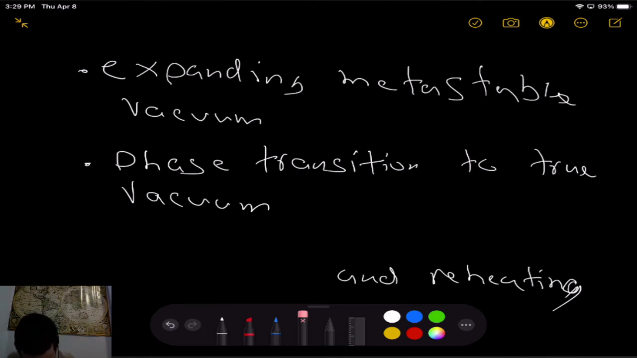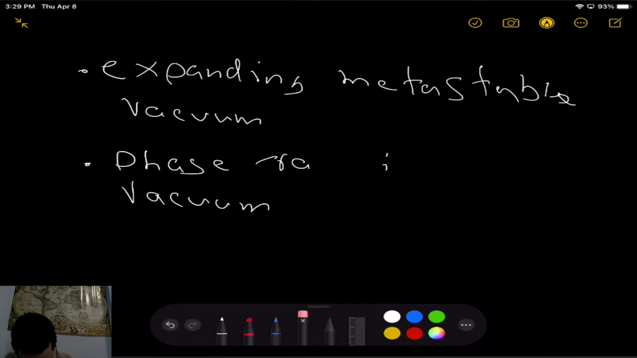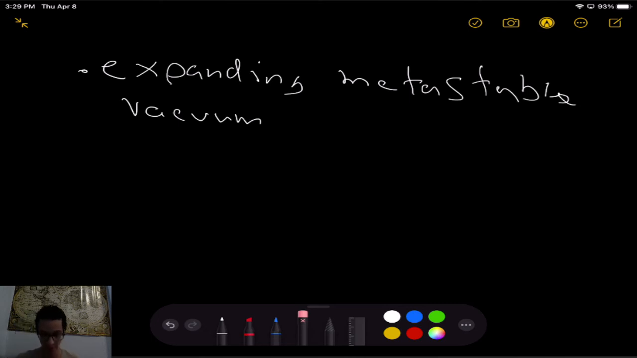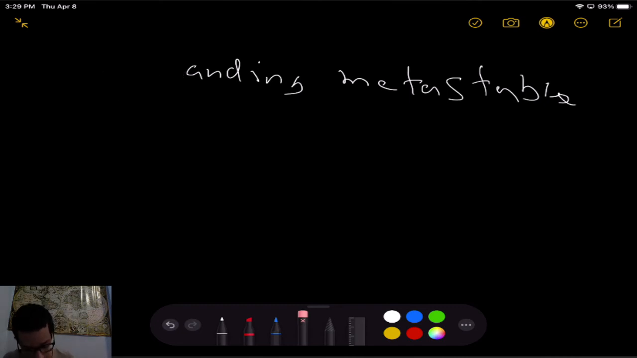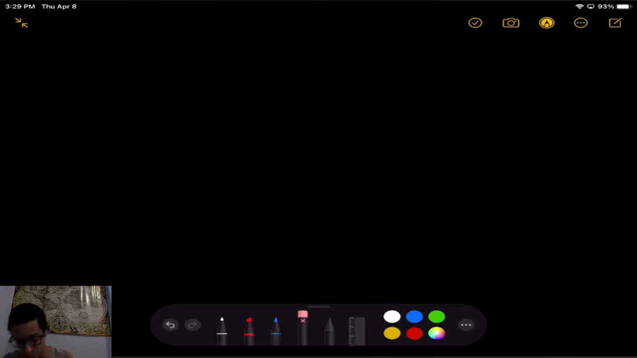So, to start with, we have the expanding metastable vacuum. And that's essentially expanding spacetime. I just want to remind everybody that this is theoretical. This is what the current model states, though it hasn't been observationally confirmed. It's consistent, and it explains why we observe the universe to look the way that it does. But this is all very much theoretical.